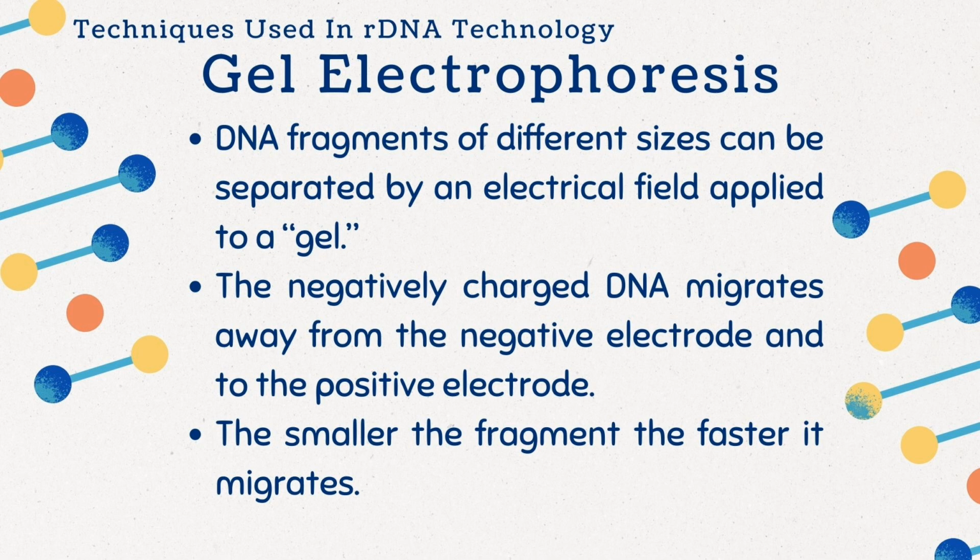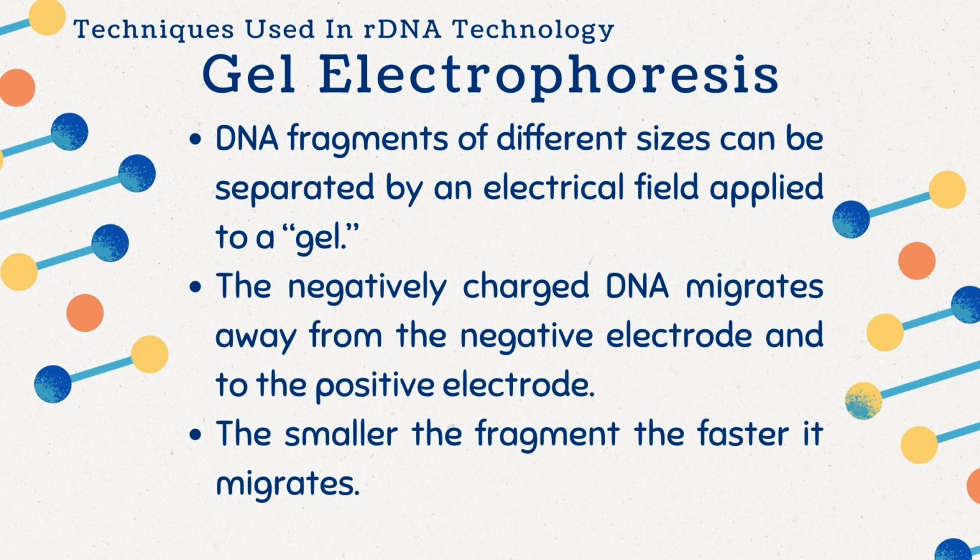Have you ever heard of DNA? It is like a blueprint for living things. Scientists can study DNA to learn more about different organisms and how they work. But sometimes they need to separate the DNA into smaller pieces so they can study it better. That's where an electrical field and a gel come in. The gel is kind of like a jello, but thicker.